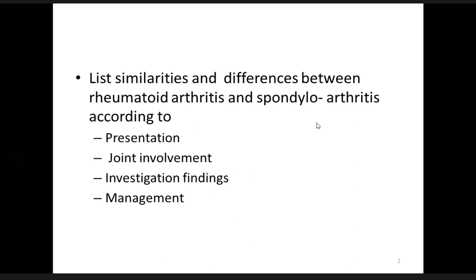In spondyloarthropathies, it's mainly an oligoarthritis with axial involvement, and in rheumatoid arthritis, it's a symmetrical polyarthritis with prominent involvement of MCP and PIP joints, sparing the DIP joints. There are progressive features of both. So what are the deformities you can get in rheumatoid arthritis? Boutonniere deformity, swan neck deformity, and ulnar deviation.